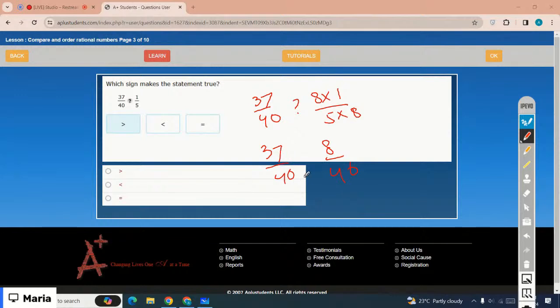When the denominators are same, you need to compare the numerators, right? That means 37 is greater than 8. So 37 over 40 is greater than 8 over 40. The correct option is greater, right? 37 over 40 is greater than 8 over 40. Got it? The correct option is greater. Option number 1 is the correct option.